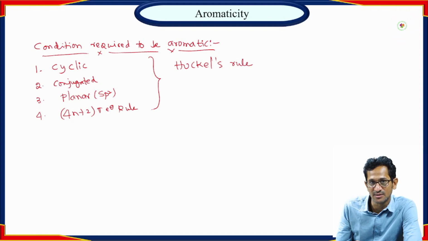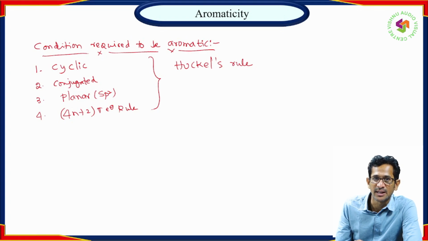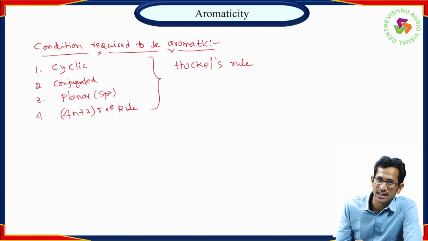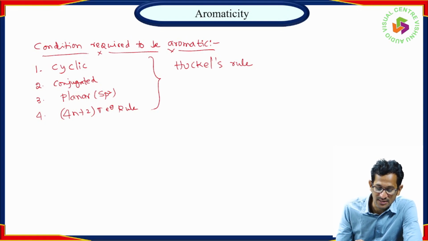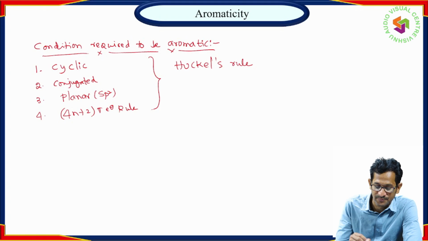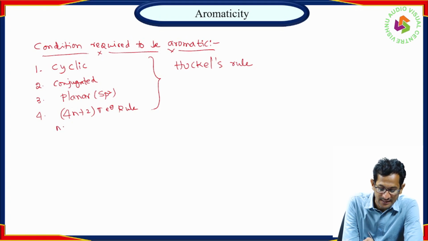According to Huckel, the compound is cyclic in nature, must have delocalized pi electrons, that is a conjugation, with a planar molecule, and must contain the Huckel number. What is the Huckel number? The 4n plus 2 pi rule, where n is a whole number: 0, 1, 2, 3, 4, etc.